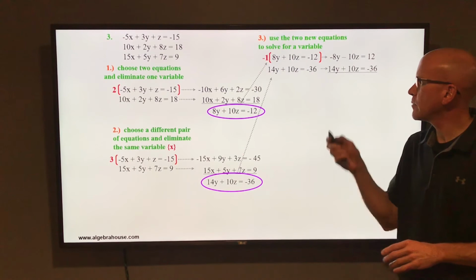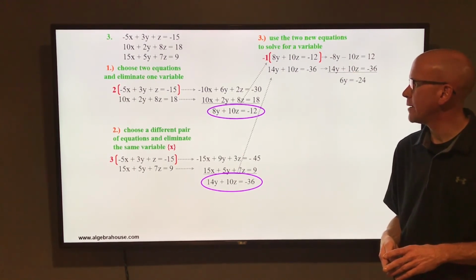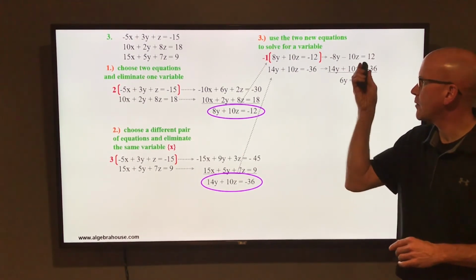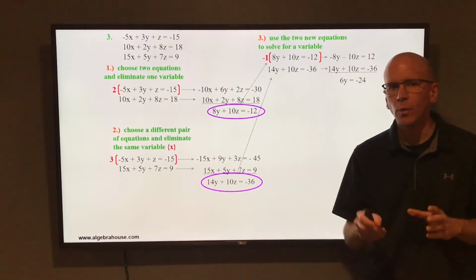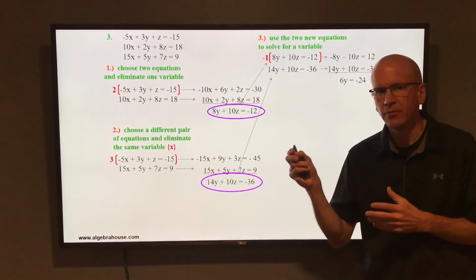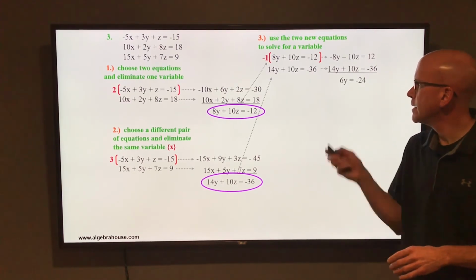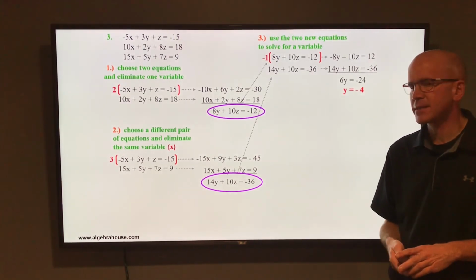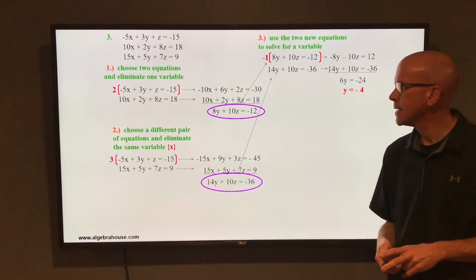Then I add those together. The z's will be eliminated. Negative 8y and 14y, that is 6y. 12 and negative 36, that is negative 24. Watch your signs. One little mistake, and you're going to mess the whole thing up. So be very careful, very tedious on what you're doing. 6y equals negative 24. Divide each side by 6, so y equals negative 4.